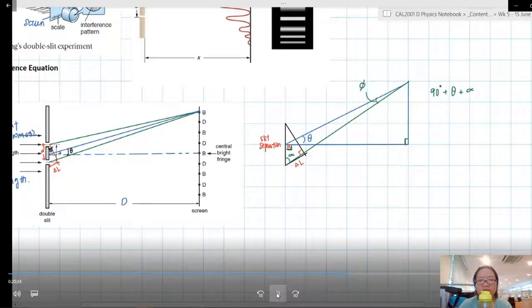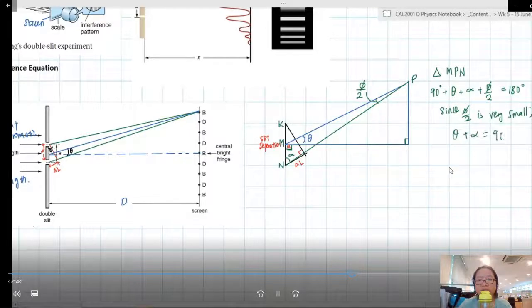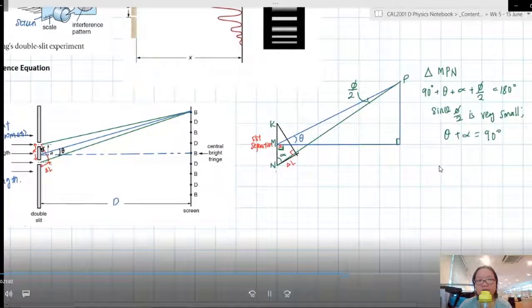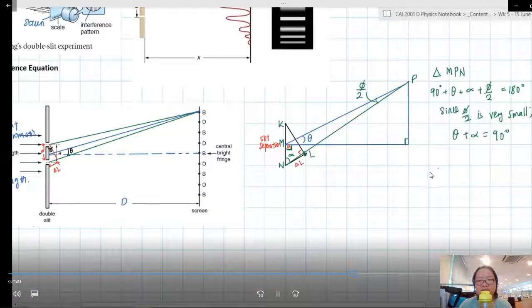So you get 90 plus theta plus alpha plus this tiny angle, let's say psi over 2. You can call it whatever you want. Psi over 2 because I took this whole angle as psi. Let's say this is N, this is M, and this is K. So for triangle MPN, the sum of the internal angles must be 180. Since psi over 2 is very small, this means that theta plus alpha is equal to 90.